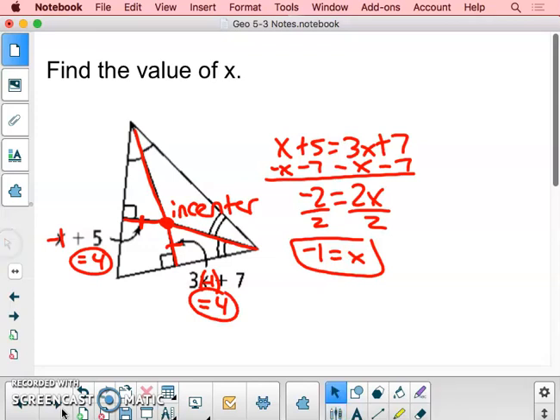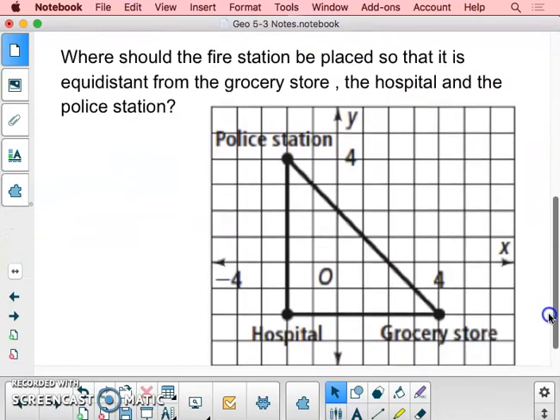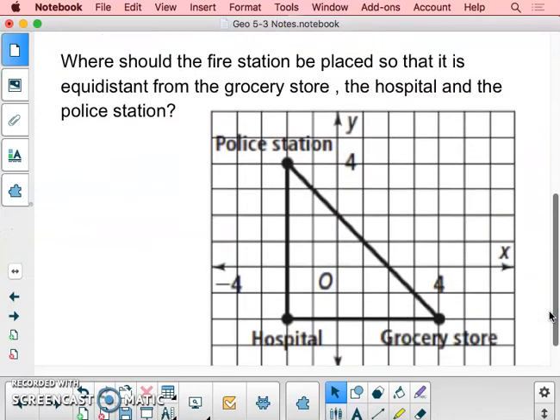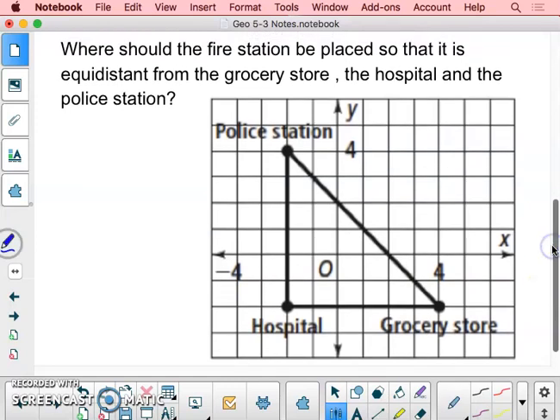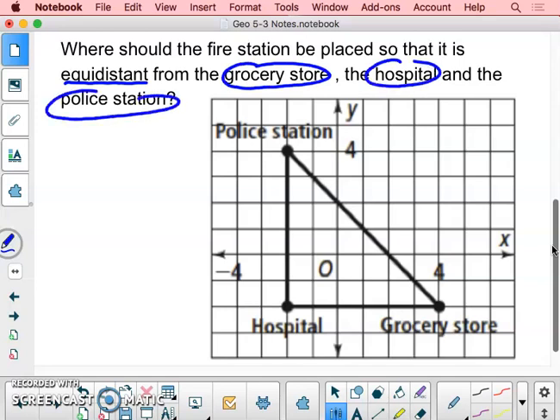Okay? If I look at this question then, it says, where should the fire station be placed so that it is equidistant from the grocery store, the hospital, and the police station? So this is actually going to be reviewed from yesterday. Equidistant from these three things, these are all endpoints. Police station, hospital, grocery store.